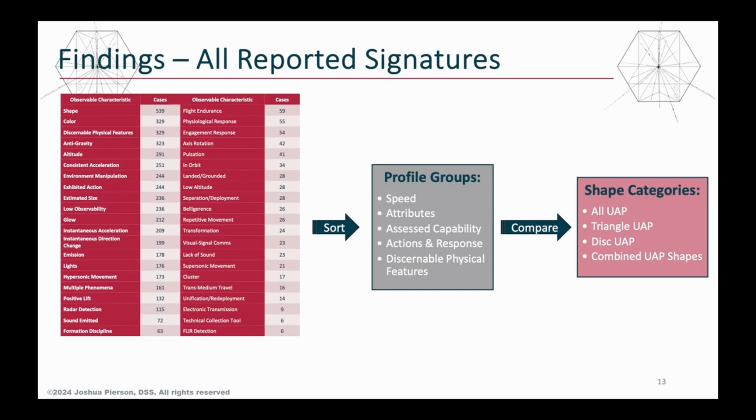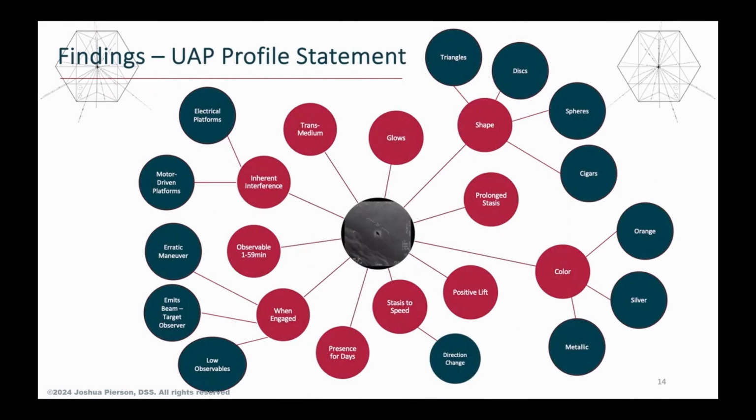42 signatures emerged. These signatures and attributes were stored into the profile groups and then compared to shape categories. The subsequent slides are a picture of those signatures and attributes most often reported with UAP. This slide depicts what signatures are most reported amongst the entire data set. When we say UAP, this slide depicts what we mean. These signatures are most commonly reported across all UAP cases analyzed for this project. Please take some time to review this slide.